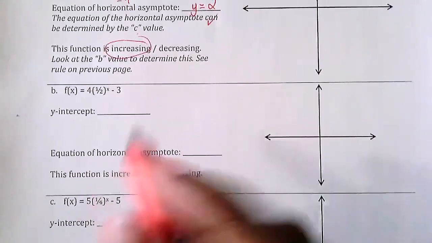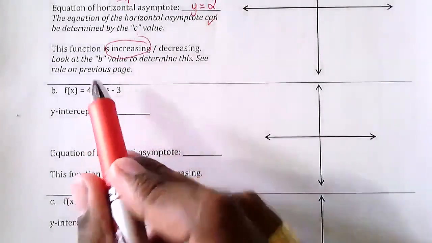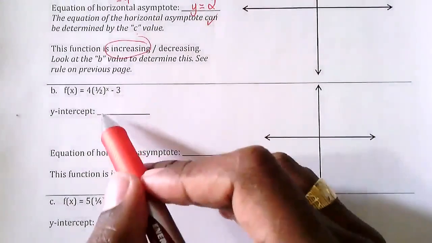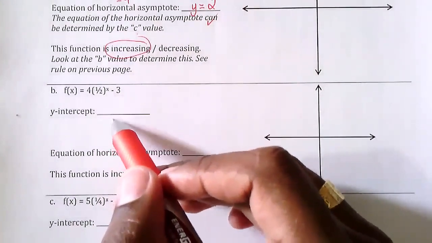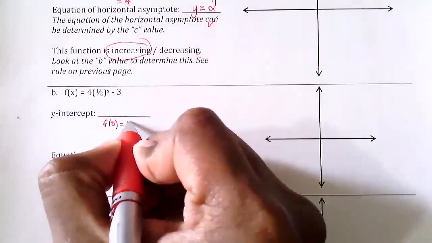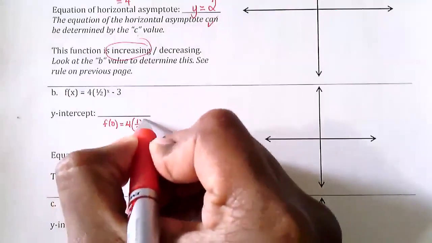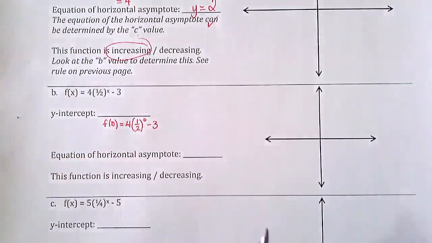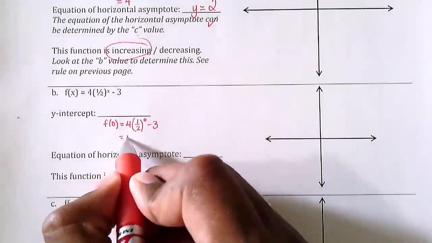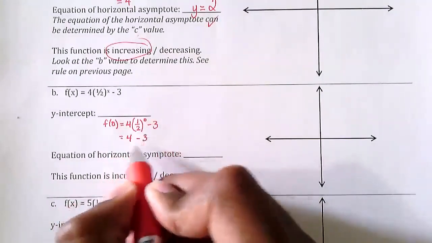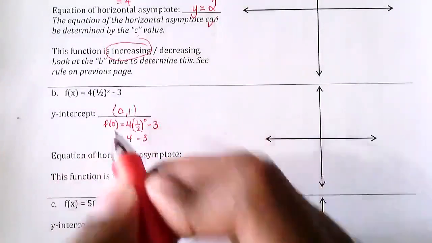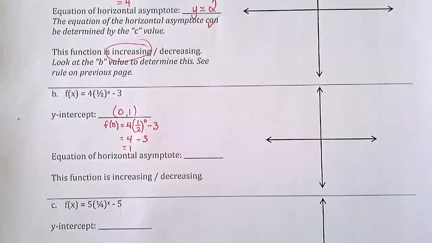So it says f of x is equal to 4 times half to the power of x, minus 3. So we need to find the y-intercept first. To find y, again, let x equal 0. So f of 0 is equal to 4 times half to the power of 0, minus 3. Half to the power of 0 is just 1, so 4 times 1 is equal to 4, minus 3, which is equal to 1. Again, the y-intercept will be written as a point, (0, 1).